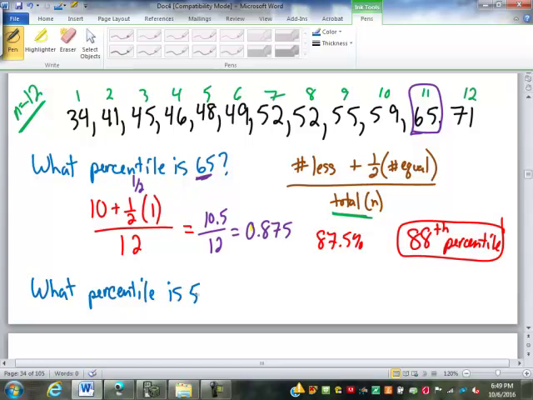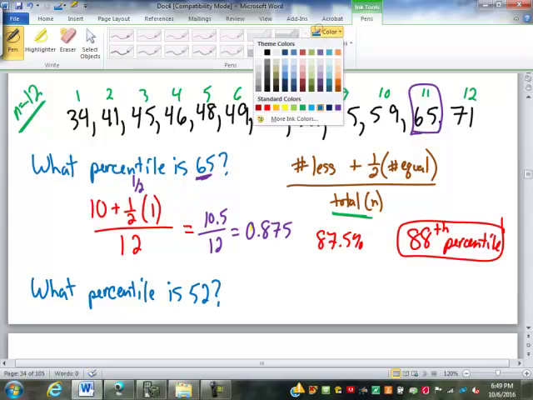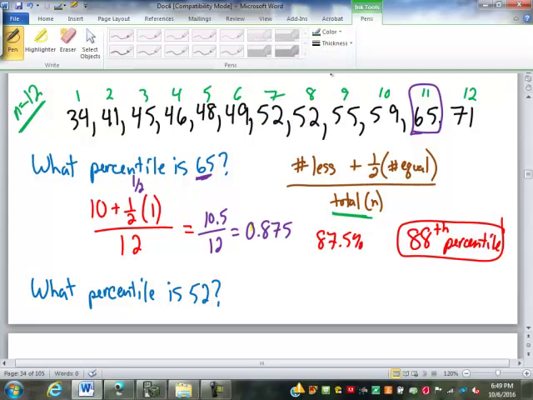What percentile is the 52? So in this list, how many numbers are smaller than the 52? Here's my 52. There are 6 of them that are smaller. Plus 1/2 times, how many are equal to it? There's 2 of them this time. And it's still going to be divided by n, which is 12.